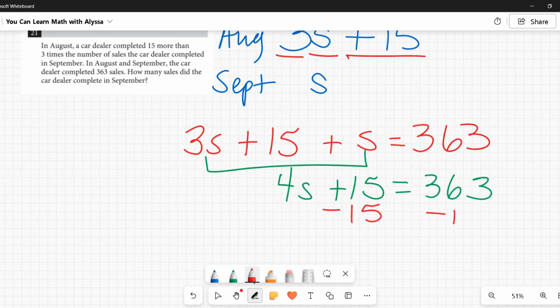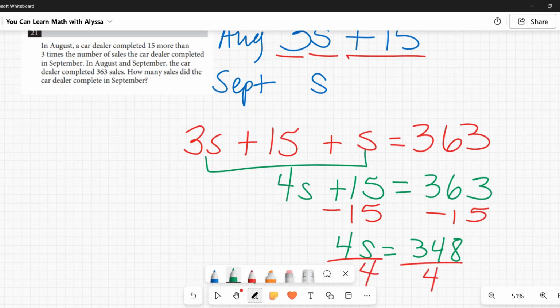That's the opposite of adding 15. And then I get that 4S is equal to 348. Then I need to divide both sides by 4. Since 4 is being multiplied by S, I need to divide to undo that. So I get S is equal to 87.